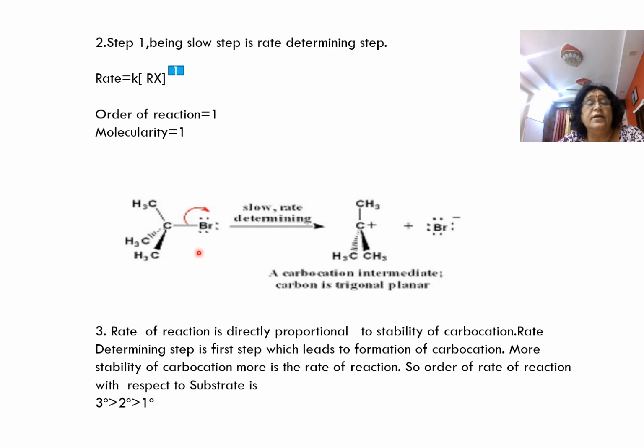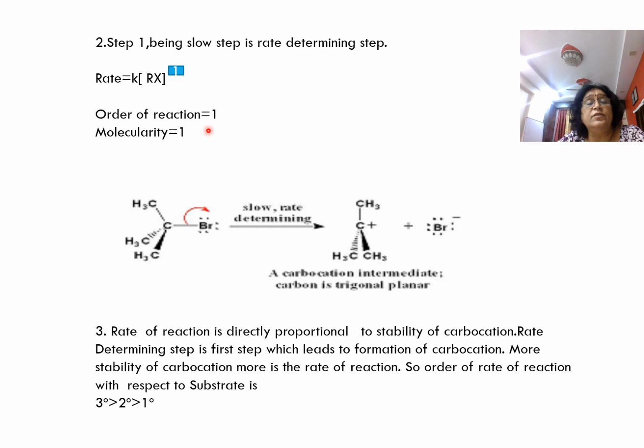So how do you write the rate expression? Rate is equal to k into [RX], that means k into the concentration of tertiary butyl bromide to the power of 1. So what will be the molecularity of the reaction? Only one molecule is participating, one molecule of tertiary butyl bromide is participating in the reaction. Therefore, the reaction will have molecularity 1.